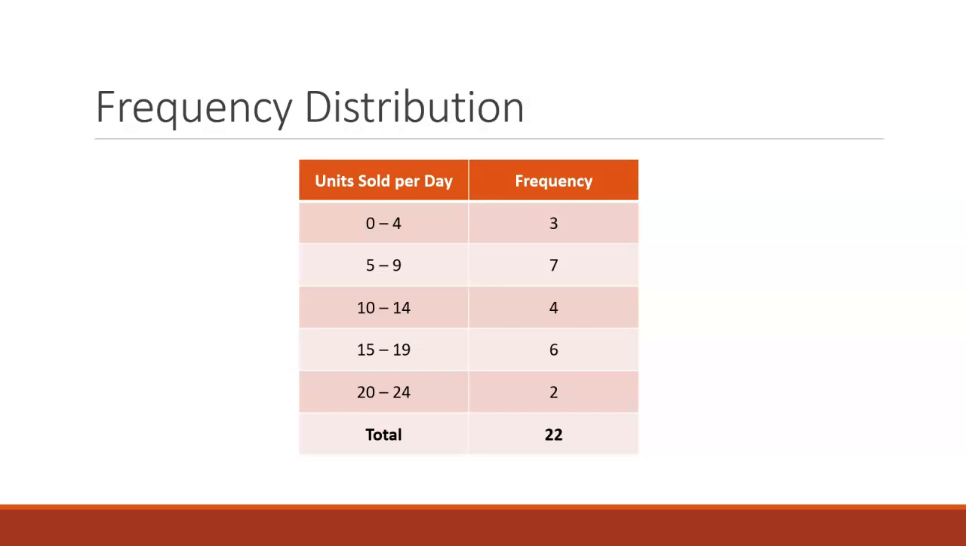Now, frequency will tell us how many times we sold 0 to 4 units or 5 to 9 units. So we had 3 days where we sold 0 to 4 units. We had 7 days where we sold 5 to 9, 4 days where we sold 10 to 14, and so on.